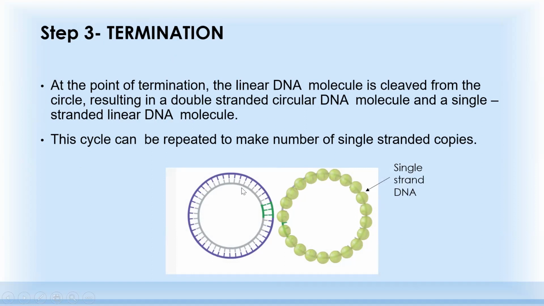Now, there was also a gap in the double-stranded DNA. That gap is joined by the DNA ligase enzyme. And all these processes can be repeated many number of times to form single-stranded copies of DNA. So these are the various stages of rolling circle replication. But is this complete? No, there's a next stage.